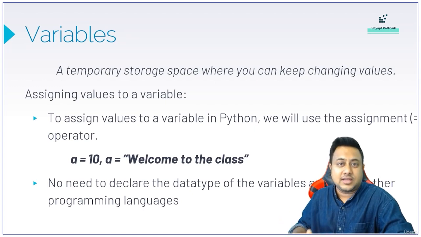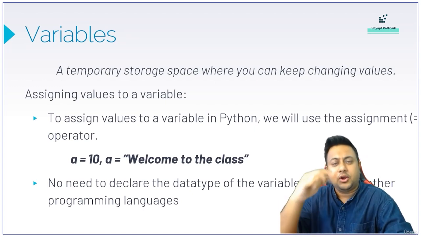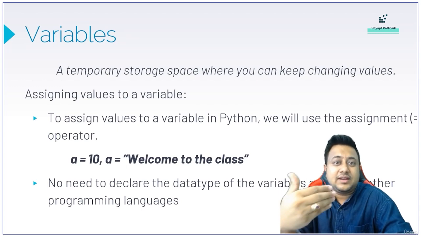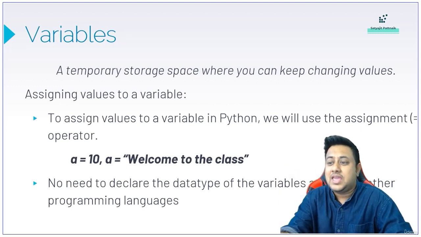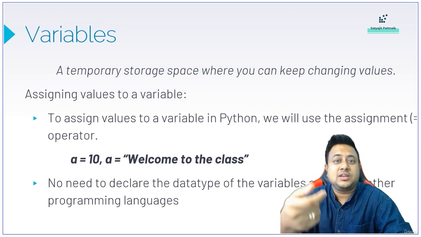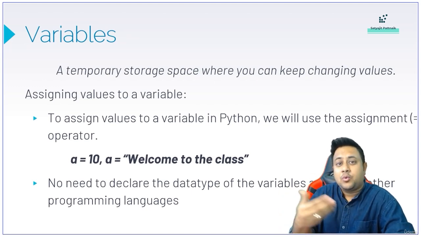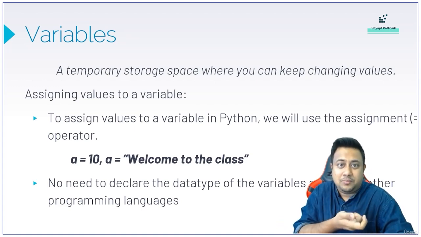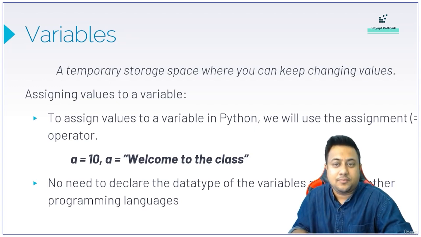Now what is a data type? In any language you deal with, there is a concept of data types. Let's say A equals 10. We know that 10 is an integer value. So 10 is an integer. Now my variable A that has been created will be of integer type. Let's say A equals hello world. Now hello world is a string. So the type of variable A will be a string.